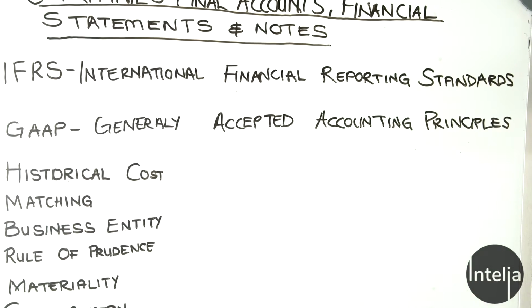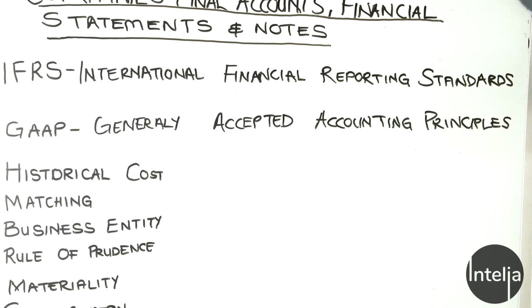For GAAP principles, which are generally accepted accounting principles, they are divided into 6, and you need to know each and every one of them as per their definition, not only for the mix and match columns, but also for questions, because some questions will need you to be able to identify the principle in order to be able to deal with the question.